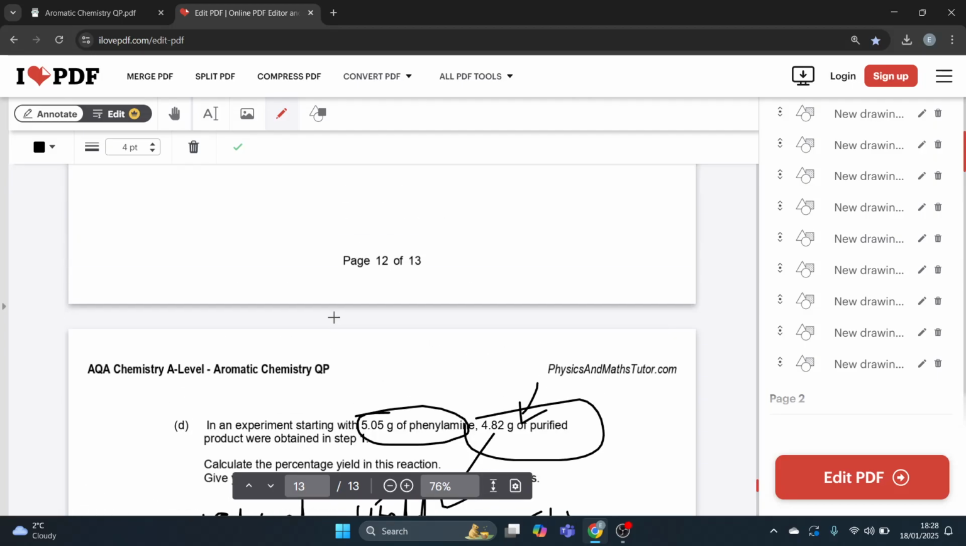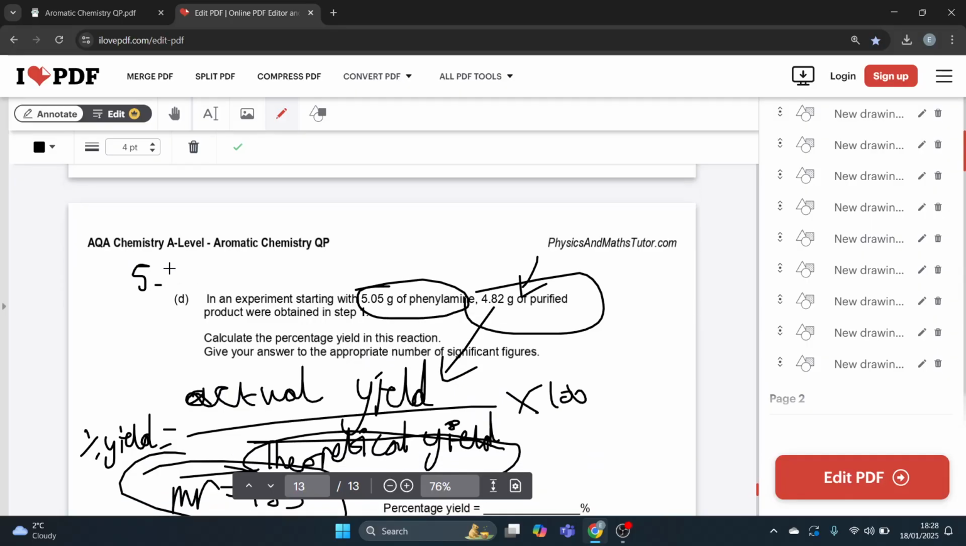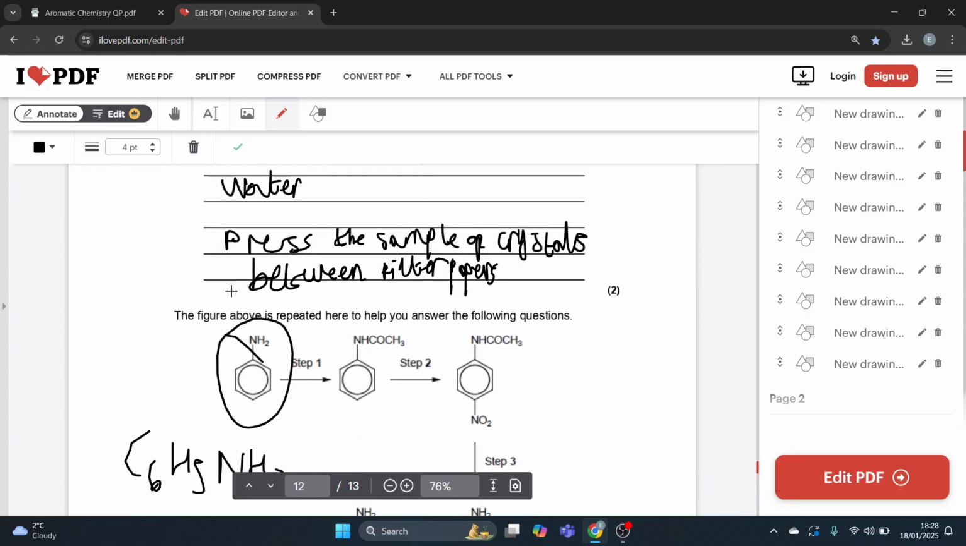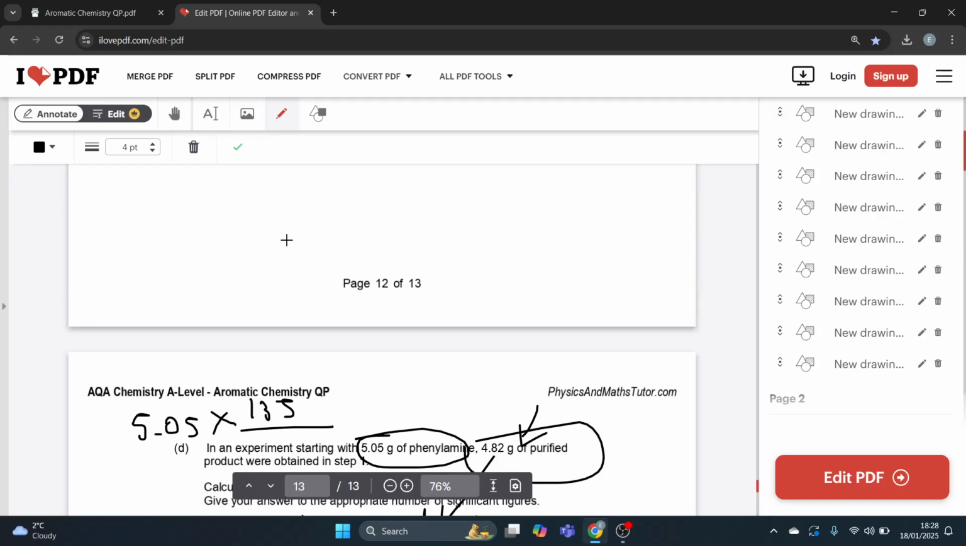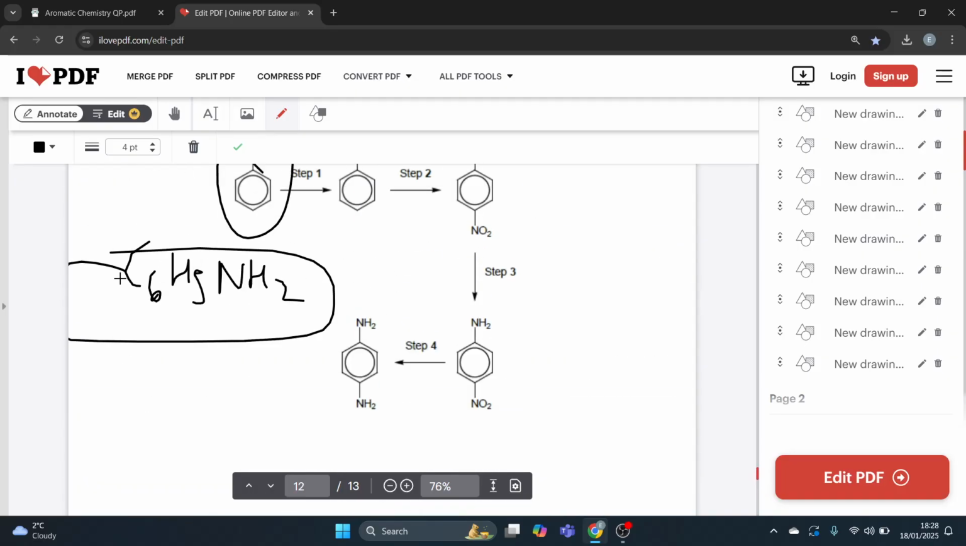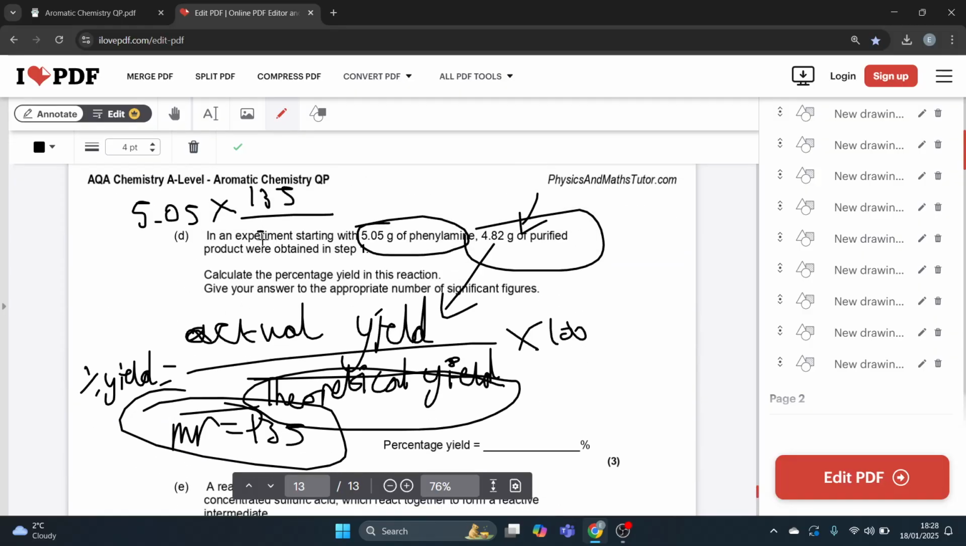So it's going to be 5.05 times by, well, I know my MR is 135, divided by the MR of this, 93. 7.33 grams, and therefore the percentage yield is going to be 4.82 divided by 7.33 times by 100, which is 65.8%.